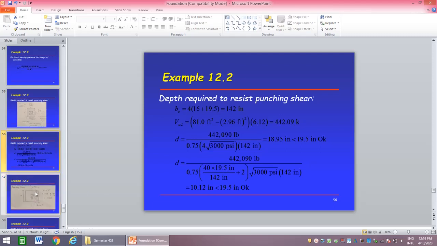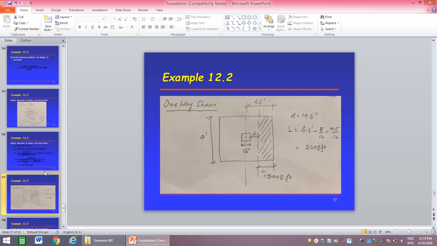Now we have to calculate what is one-way shear. One-way shear, we have to calculate the depth for one-way shear. For one-way shear, the critical section is at a distance d from the face of the column. So this area you have to calculate. What is this area?